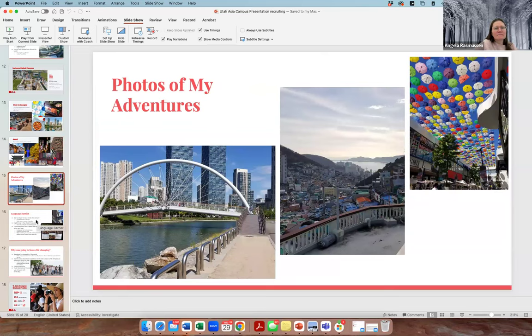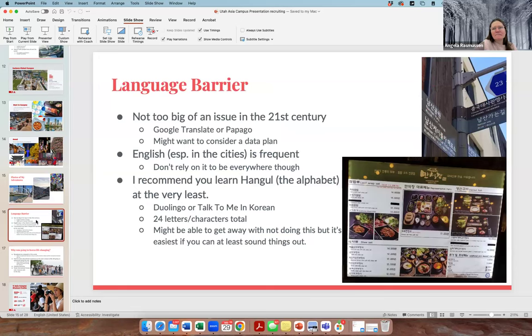And so I think the biggest concern for Korea is the language barrier. That's what stops a lot of people. In the 21st century, though, it's not that big of a deal if you have Google Translate or other equivalent translator apps. If you do go that route, a data plan might be something to consider just so you always have access to the translator.